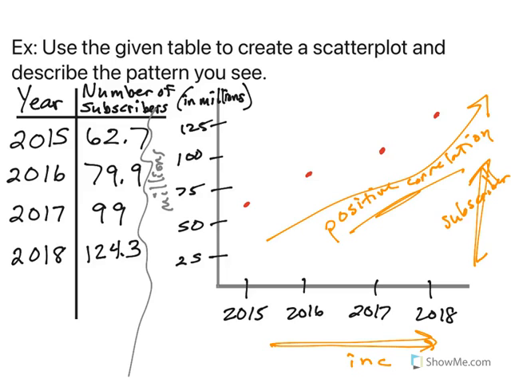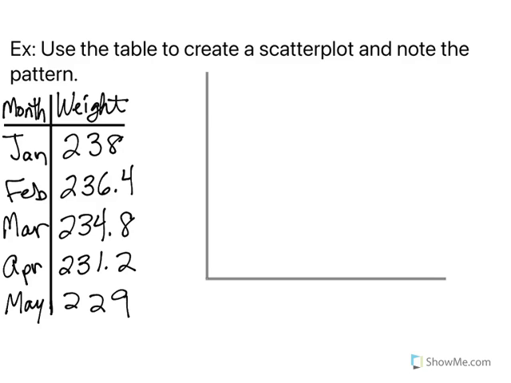So based off of this, if we were to ask what you can estimate for 2019, we would expect it to be higher than 124.3, because over these 4 years it has shown consistent increase. All right, let's do this again. Use the table to create a scatter plot and note the pattern.